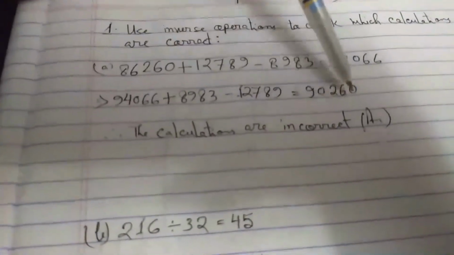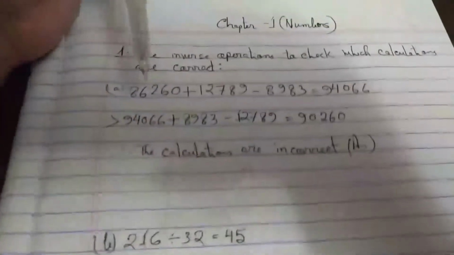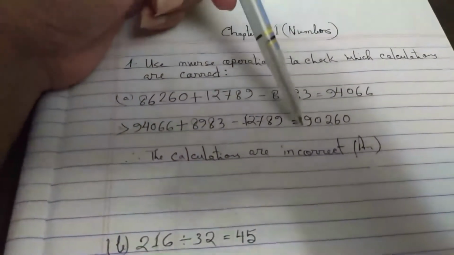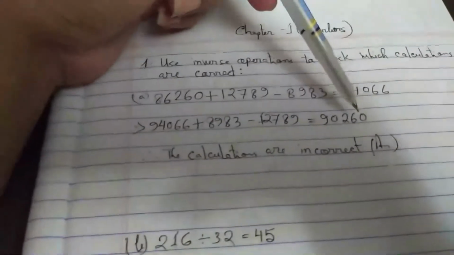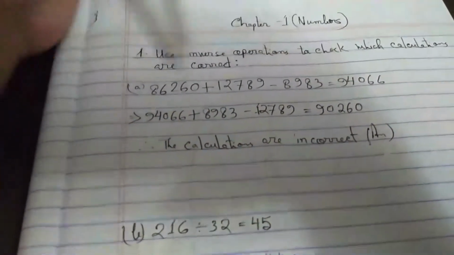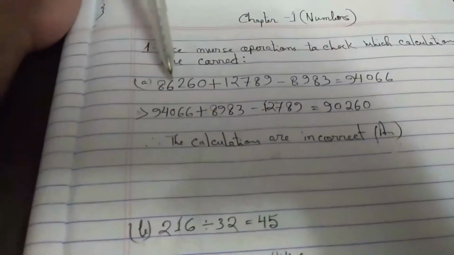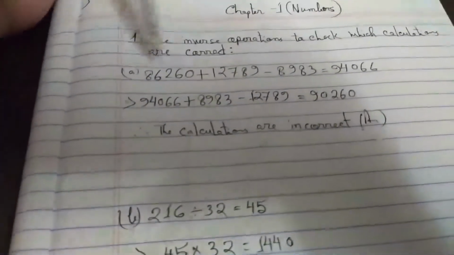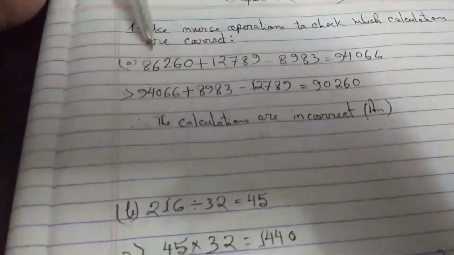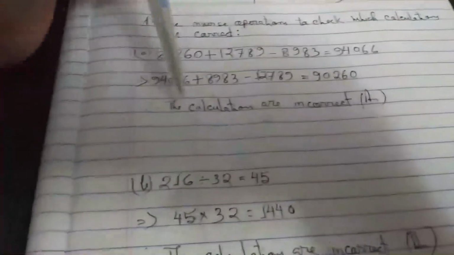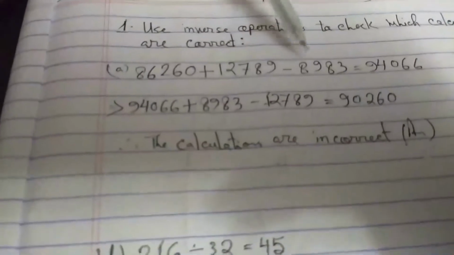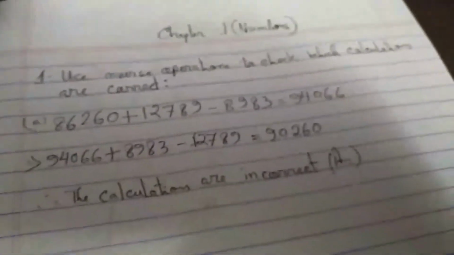That's why we are not taking the very first number for the calculations. We are just getting the result of the inverse operation calculation, which is 90,260. This did not match with the very first number, which is 86,260. As 90,000 and 86,000 don't match, the calculation in the given question is incorrect. Now we are done with the addition and subtraction. Now we will move to something different, multiplication and division.